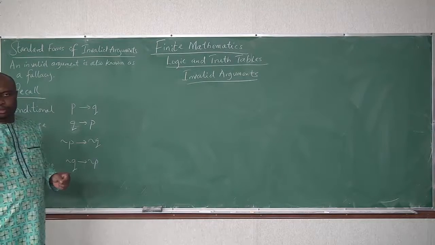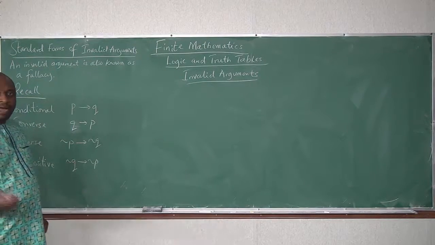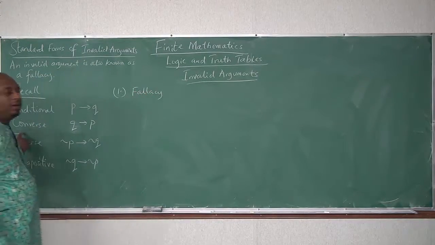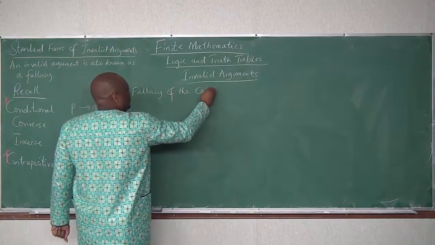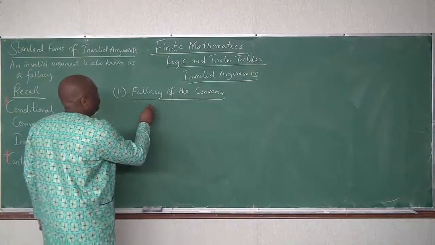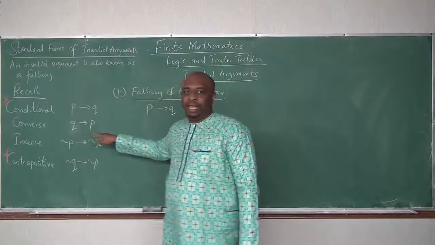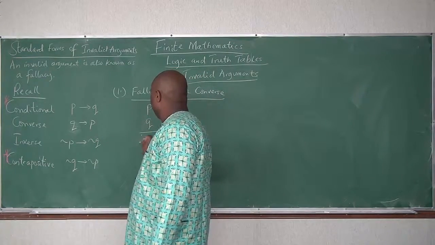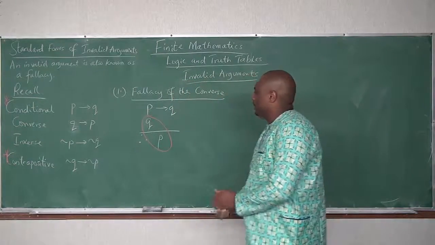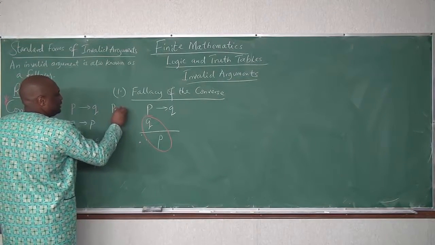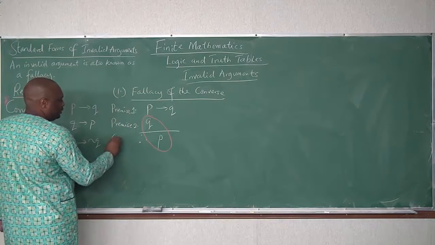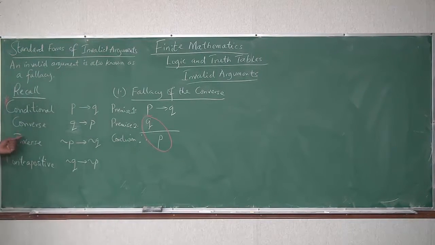I showed you a way that you could find out. So the first form we are going to talk about is what we call the fallacy of the converse. That will be the first invalid argument. This will be P implies Q, then you now have Q, therefore P. This of course is premise 1. This is premise 2. And then this is the conclusion.